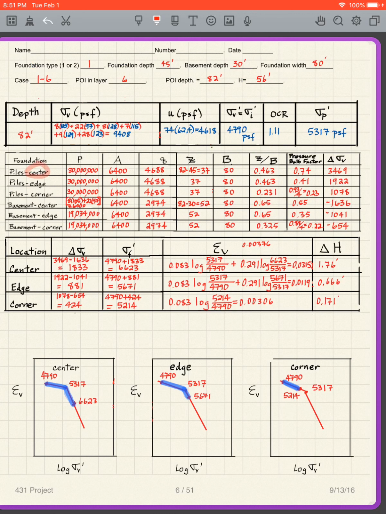So I have center, and this is the center, so what do I have to do? I have to take the 3469 minus the 1636, and those two values give me that. And I have the edge, so 1922 minus 1041 gives me that. That gives me my delta sigma V. These are my delta sigma V's that I'm calculating out. And then, of course, the corner: I take these two right there.